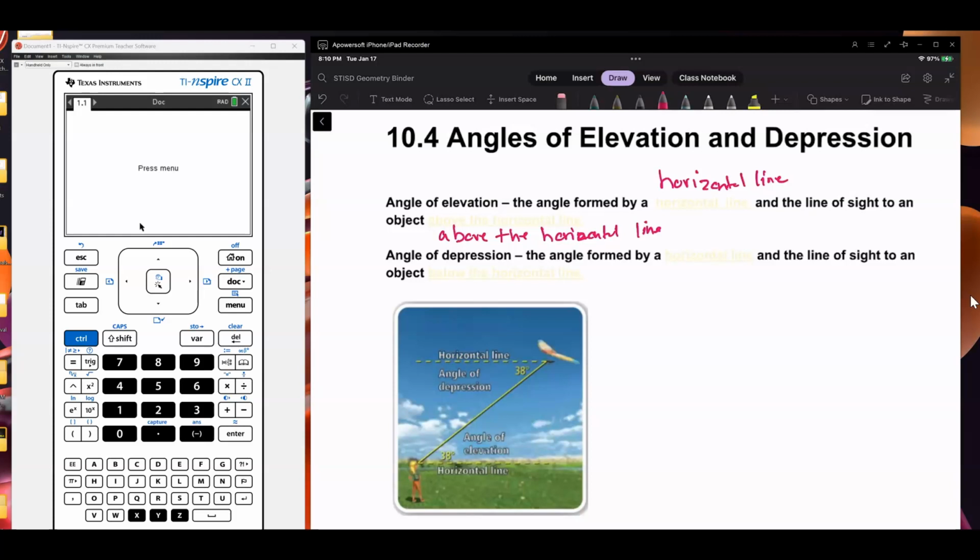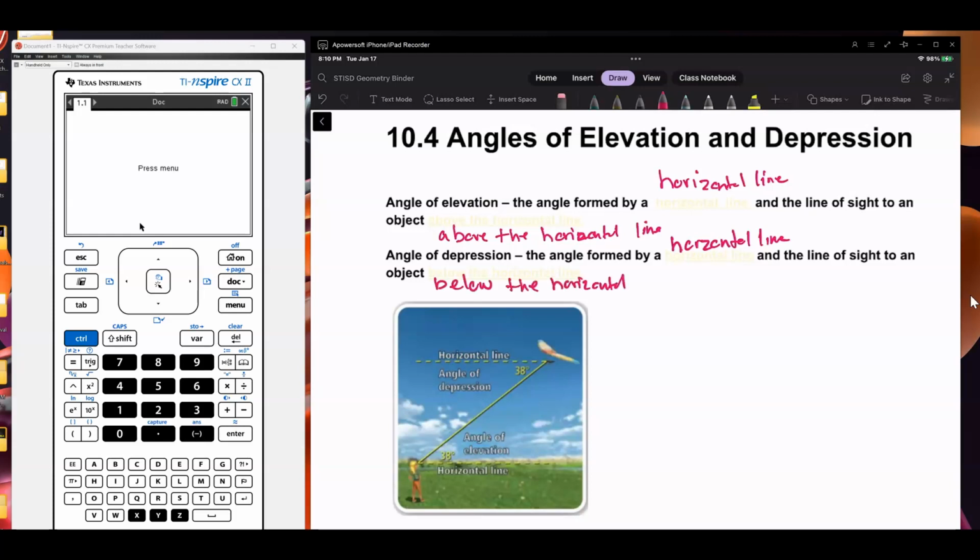If you look at the diagram down there, and take the view of the person who is looking at the bird, that is an angle of elevation because they're looking up at the bird. If you take the perspective of the bird, it's looking down. That's considered the angle of depression. It's an angle formed by the horizontal line and the line of sight to an object below the horizontal.